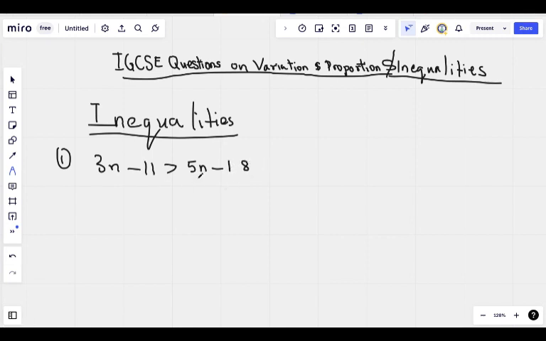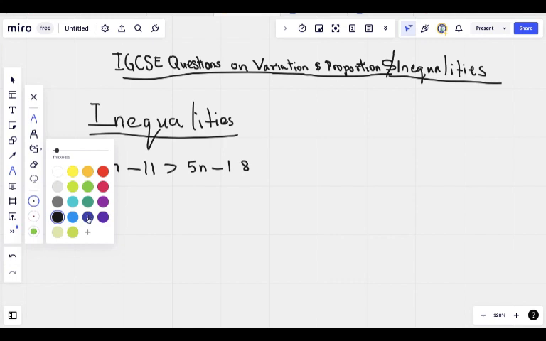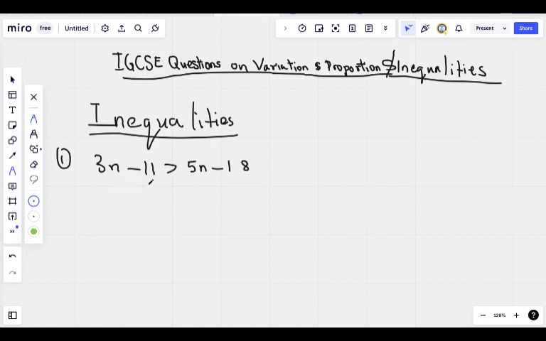The first thing we do is to collect like terms. When we say collect like terms, we mean the terms that have n in them, we bring them to one side. The terms that do not have n, we bring them to the other side. Just like we do simple equations. So you see we have 3n. On the right side, we have 5n. We bring it to this side, it's going to be minus 5n.